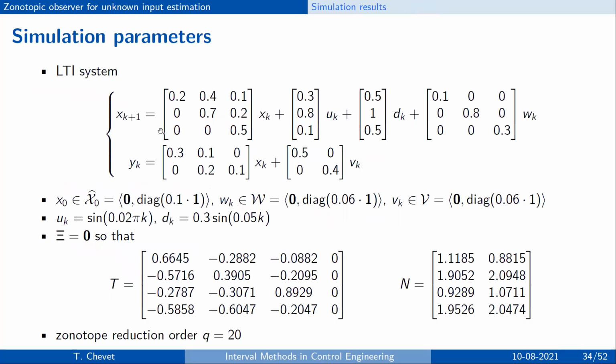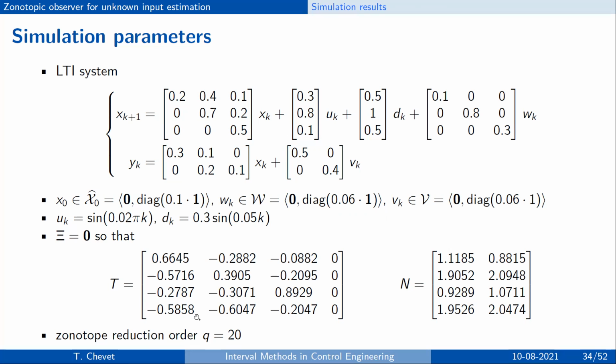We tested this strategy on a simulation example where we have a linear time invariant system, a stable linear time invariant system. We have here the initialization for the necessary zonotopes. We have a sine wave as input signal, a sine wave as unknown input, which shows the matrix C to be 0, so that we have this matrix T and this matrix N, and the maximum number of generators considered for the order reduction in the prediction step is 20.